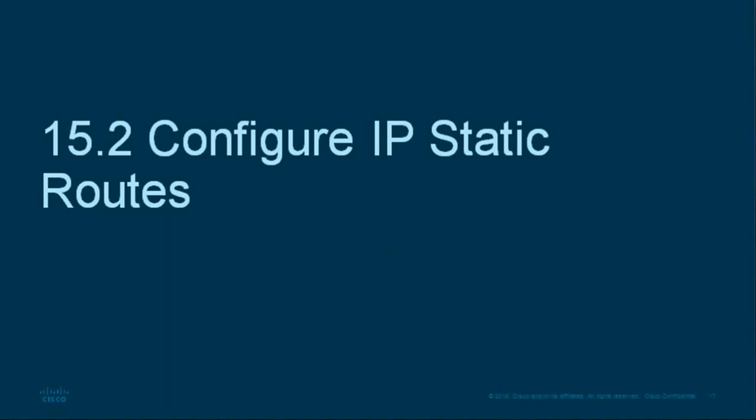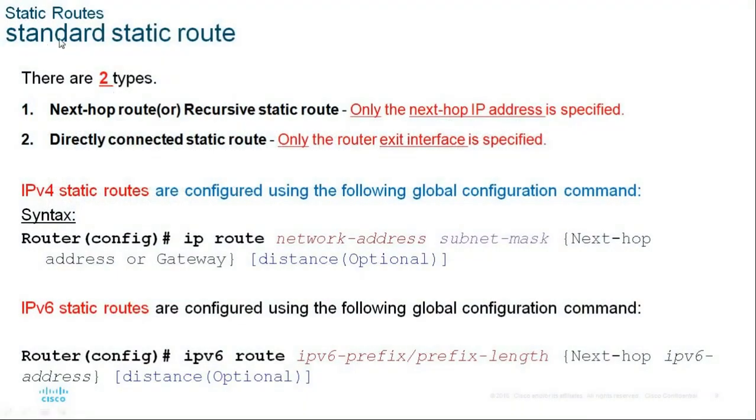The first one is the standard static route. In the standard static route, there are two types. The first one is the recursive or next hop static route. The second one is the directly connected static route. 15.2, configure IP static route. See here, the standard static routes are classified into two types: the next hop route or recursive static route, where only the next hop IP address is specified.